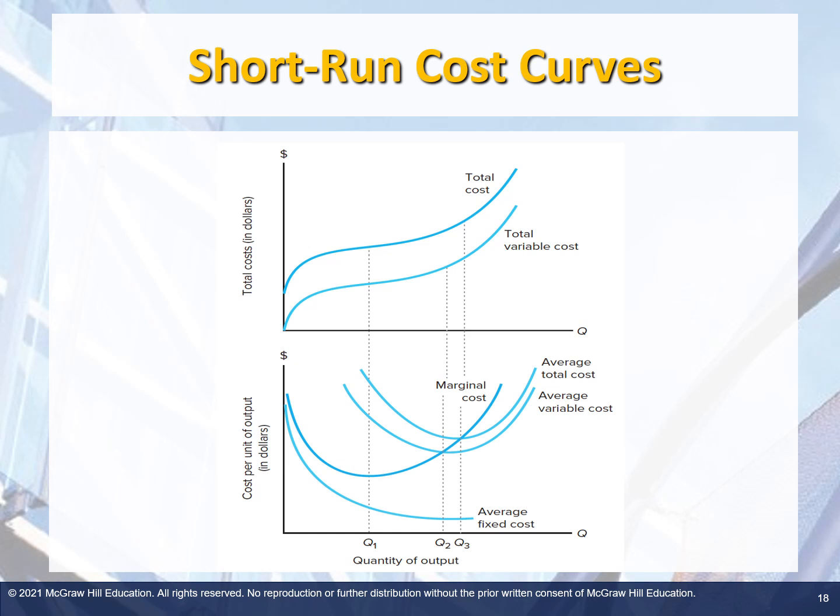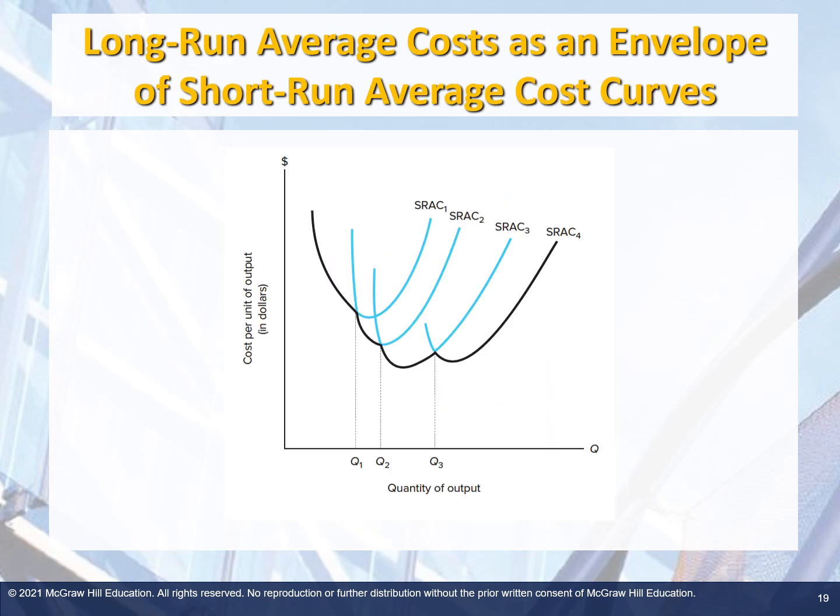This slide shows typical short-run cost curves. As output rises, marginal cost first falls, then rises in a classic U-shape. In the long run, average cost is the envelope of all the short-run curves. Firms plan based on long-run curves, but they operate day-to-day with short-run realities.